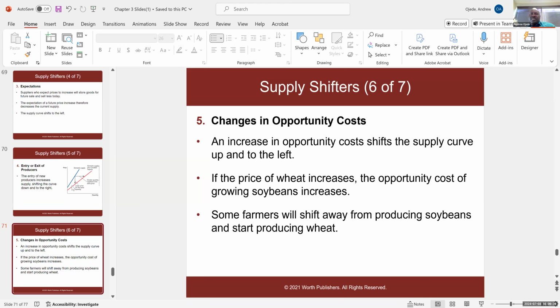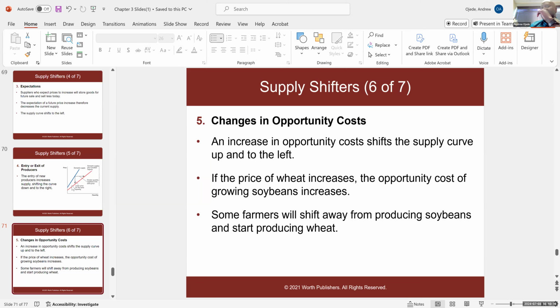Changes in opportunity cost. An increase in opportunity cost shifts the supply curve up and to the left. Opportunity cost is the cost, the best valued alternative that must be given up when a choice is made. Most of the time, when the opportunity cost of producing a good goes up, your next best alternative is valued more, and then you're going to cut supply.